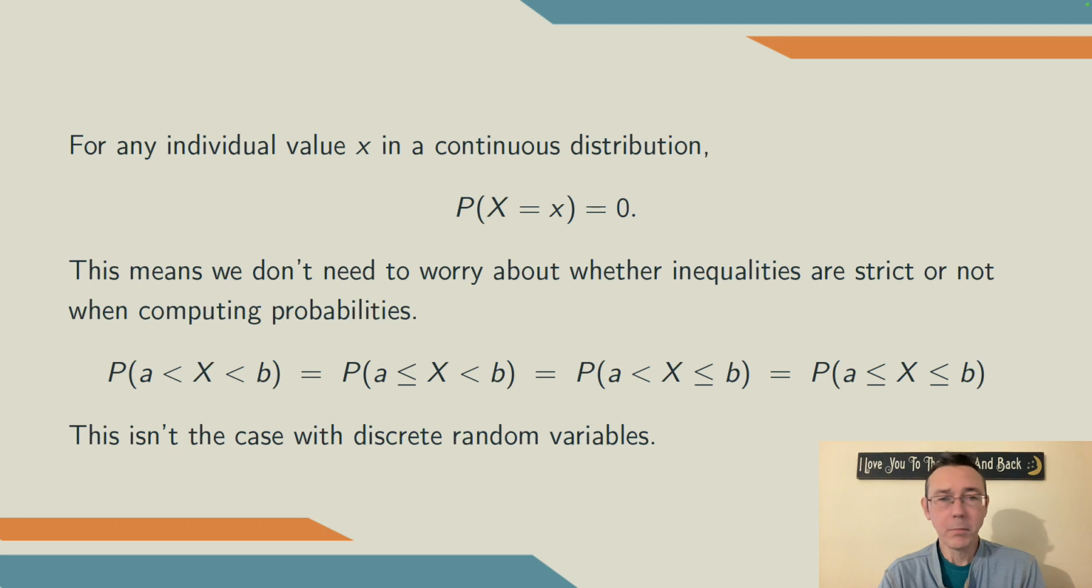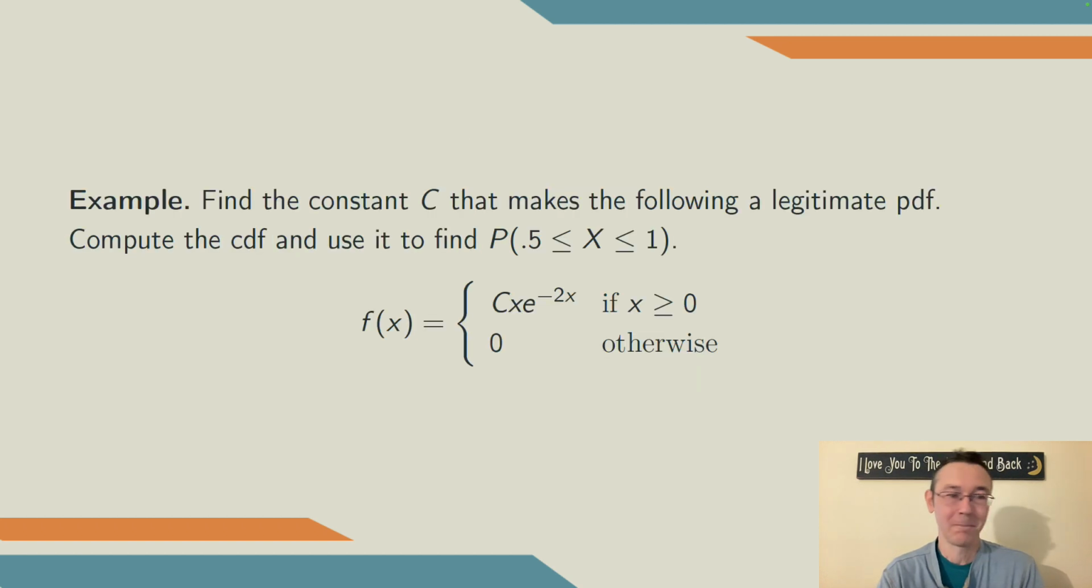Now, since the probability that any individual value occurs is 0, we don't have to worry about whether our inequalities inside of the probability statement are strict or not. So the probability that x is between a and b, non-inclusive, is exactly the same as the probability that x is between a and b, inclusive, same as the probability if we include just one of the endpoints. Now, this is not the case with discrete random variables. This is an important place where discrete and continuous random variables really are substantially different from one another.